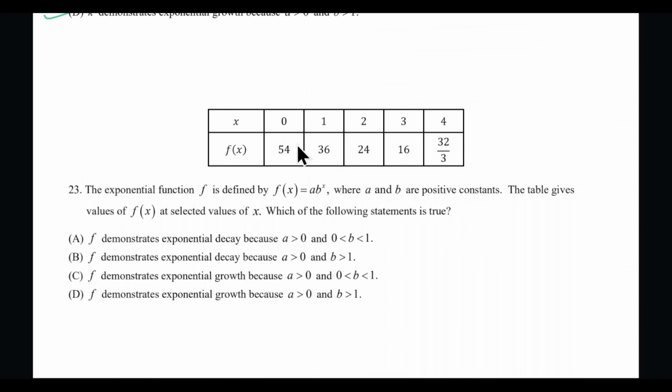Yeah, this one definitely you can see that the y values are decreasing with time. So it is a decay, and if it is a decay and a is already positive, this means that b should be between 0 and 1. So a is positive and b is between 0 and 1 and decay. So it has to be option A. That makes sense.